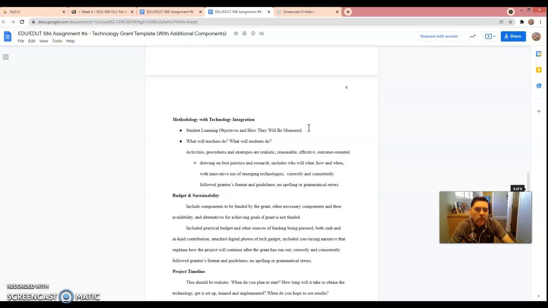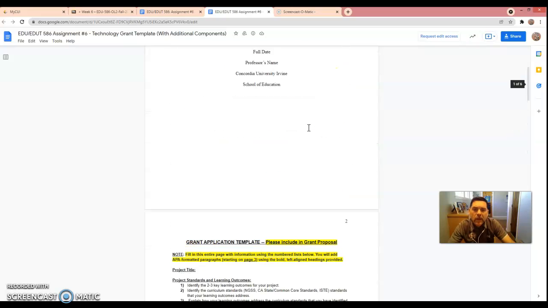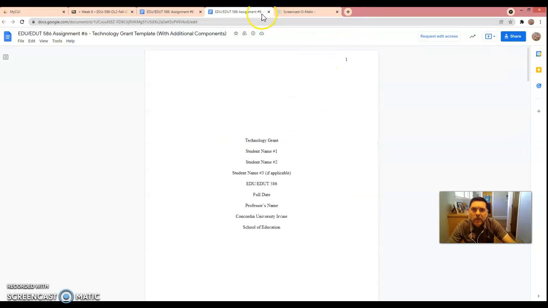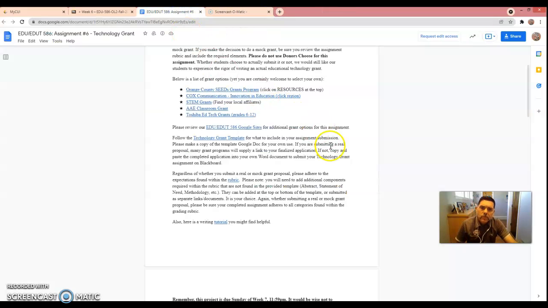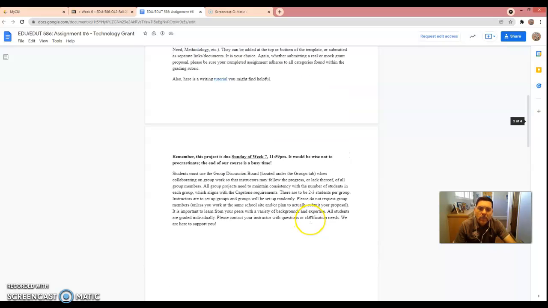And then please make sure that you are collaboratively partnering on this. I did randomly assign the groups. The best thing I can do is to randomly assign, and we'll go from there. Okay, so a couple of resources again: the Google Sites, you have a tutorial, and then the template as well as the rubric.